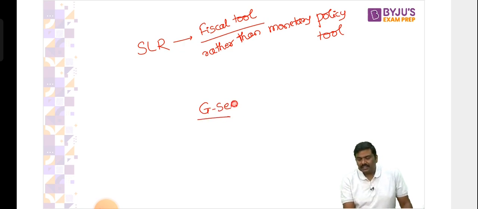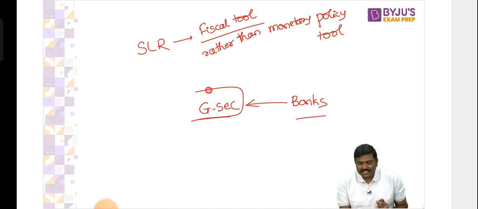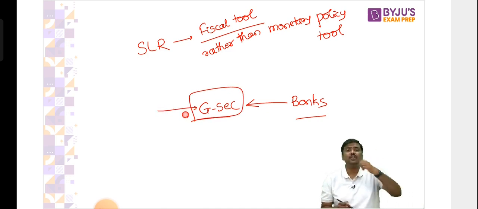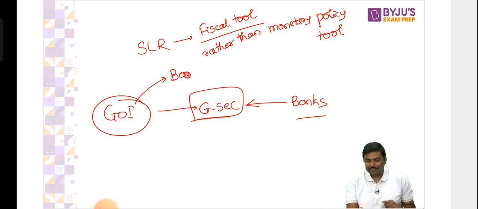Now we have established that the banks will purchase a lot of G securities and keep with themselves. Why is SLR there? Now, G securities are issued by whom? Follow the next point. G securities are issued by whom? These are issued by the Government of India. Why does the Government of India issue the G security? Because they want to borrow. All of this we discussed yesterday.